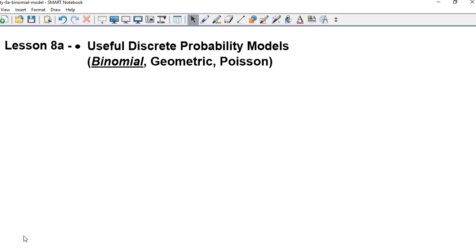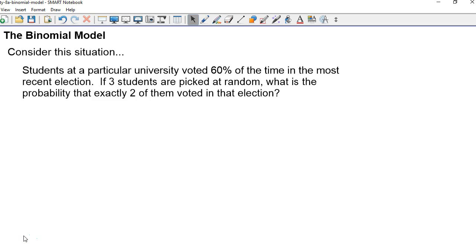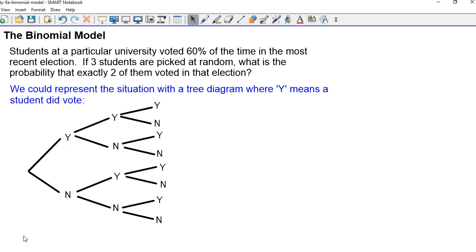And this lesson, 8A, is going to focus on the most commonly used of these models, which is called the binomial probability model. Okay, so to investigate this, let's consider this situation. Students at a particular university voted 60% of the time in the most recent election. So if 3 students are selected at random from this university, what's the probability that exactly 2 of them voted in that election? Okay, we could represent this situation with a tree diagram where I'm using Y to represent that a student did vote and N that they didn't vote.